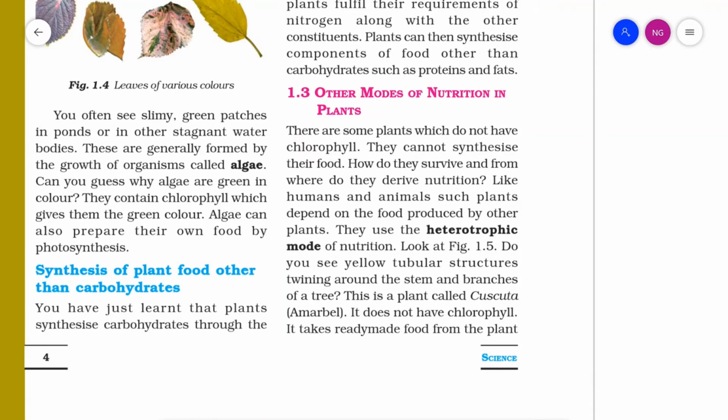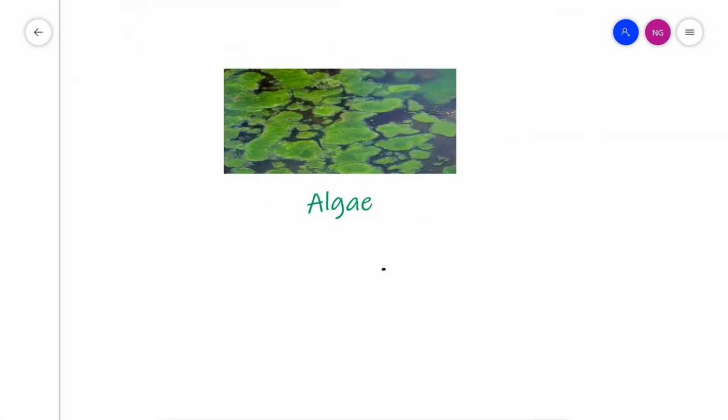You must have seen slimy green patches in ponds or in other stagnant water bodies. Stagnant water means water which is not flowing. So these green patches in the ponds are called algae. You must have seen such green patches in ponds, right?